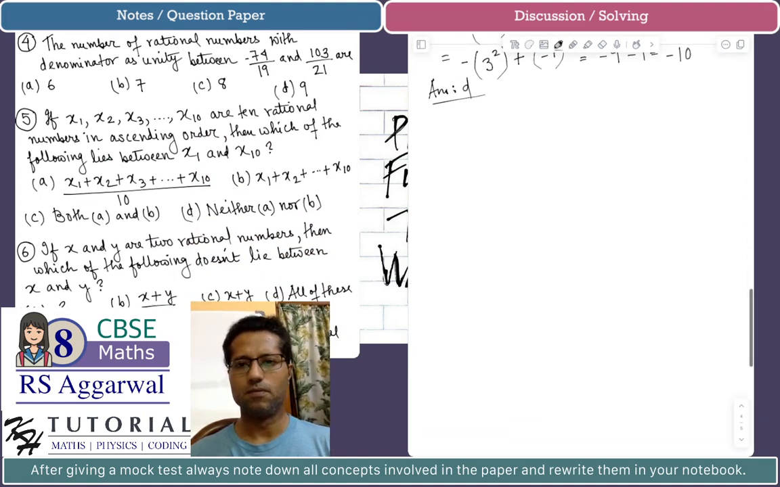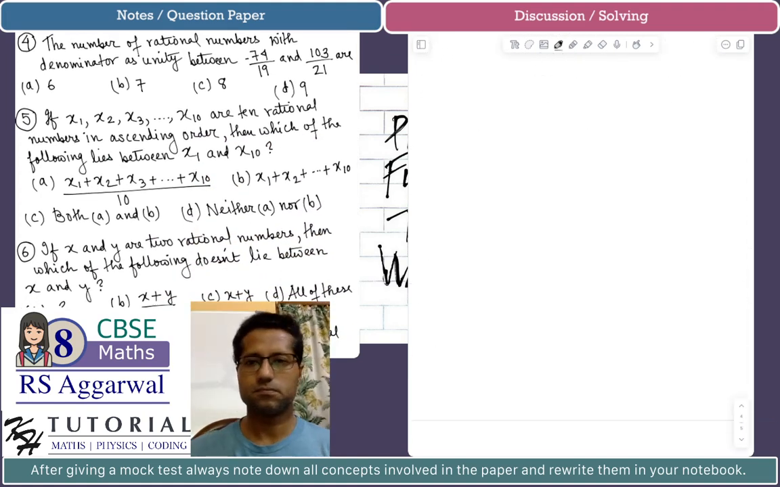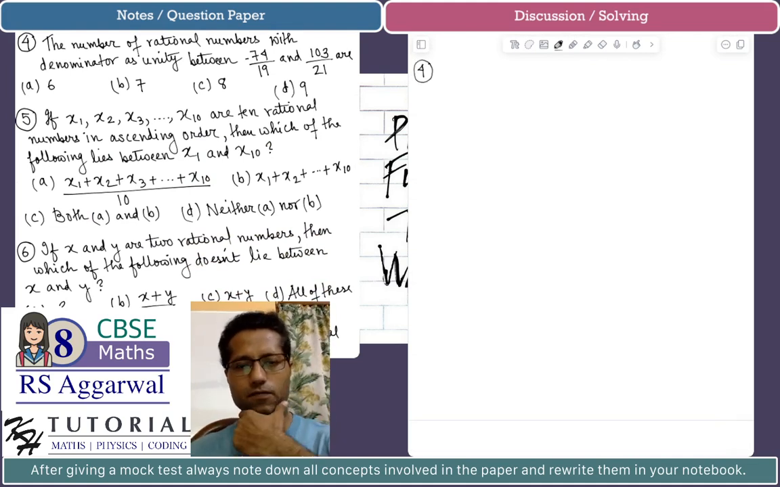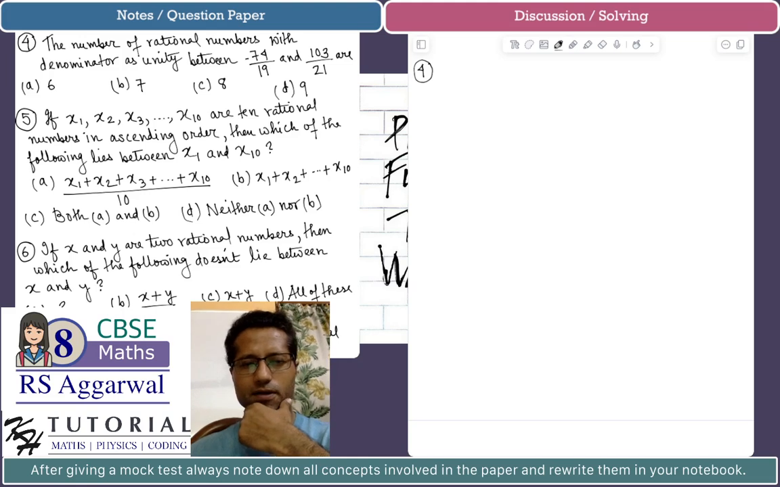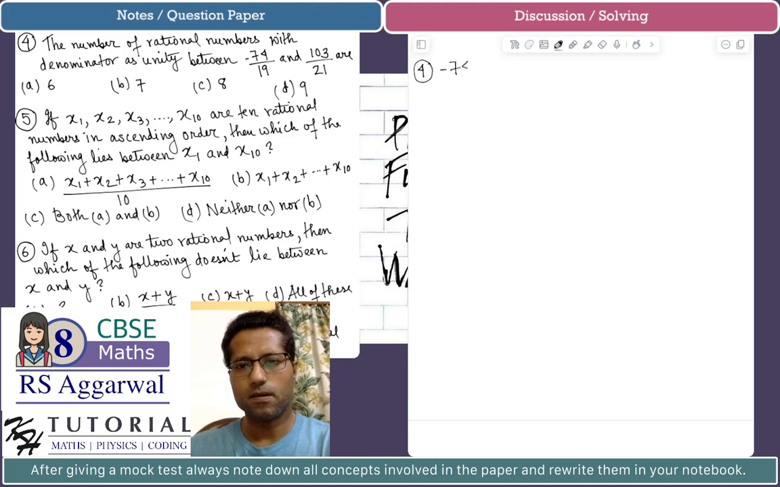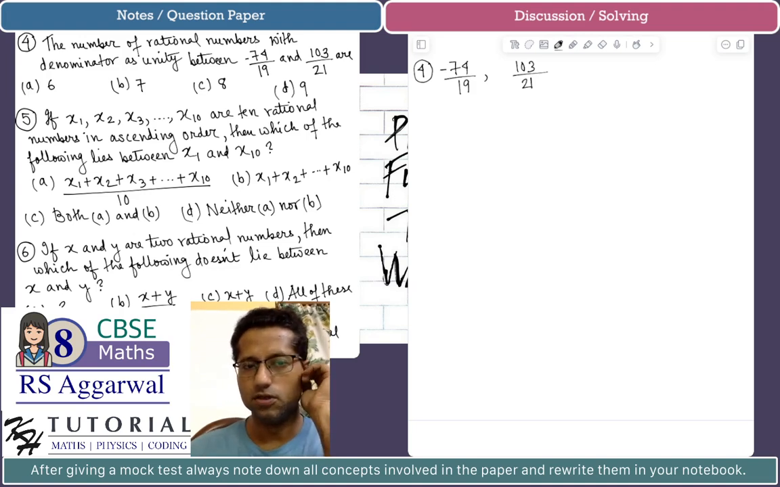Okay, let's do problem number 4. The number of rational numbers with denominator as unity between minus 74 by 19 and 103 by 21. It is asking the number of rational numbers with denominator as unity.